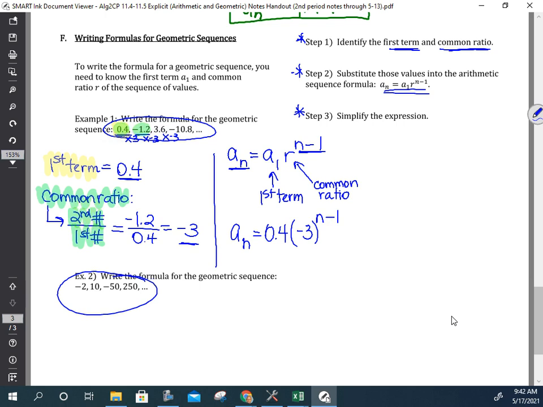So step 3 tells you to simplify the expression. The beautiful thing about this is there's nothing to simplify. That's your answer. Nothing to simplify. So steps 2 and 3 take care of themselves. There's step 1. Steps 2 and 3 take care of themselves.